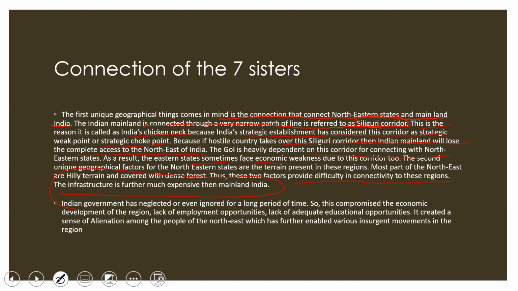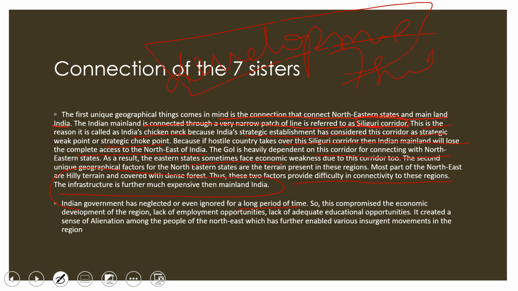Okay, so India's government has neglected. The issue is why the insurgent groups have emerged. Because the Indian government has neglected or even ignored for a long period of time. To whom? To the seven sisters. What did they ignore? They ignored the development of those seven sisters. Why? Because of cost and budget issues, or they ignored that area.